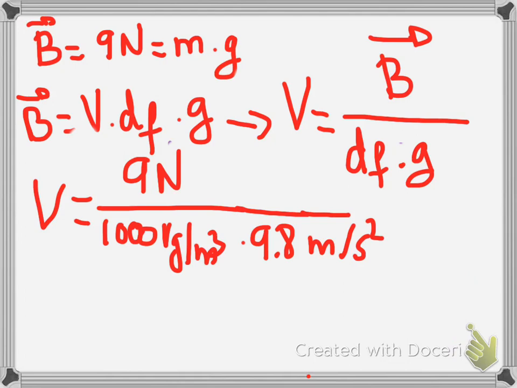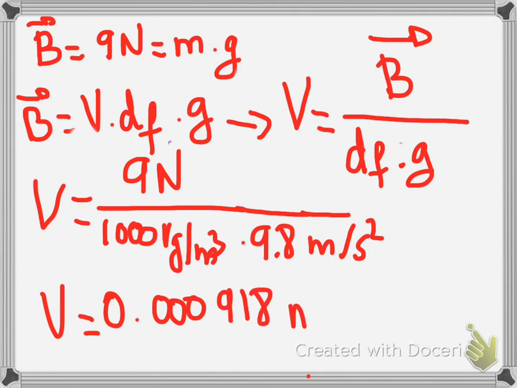So if we do these calculations, we may get that the volume of my object, that is the same as the volume of the fluid that is making this buoyancy force, is as follows. Making these calculations, the volume is 0.0000918 cubic meters, that you can translate to milliliters if you feel more comfortable. So we have this volume.